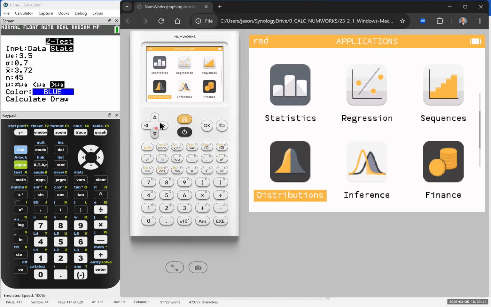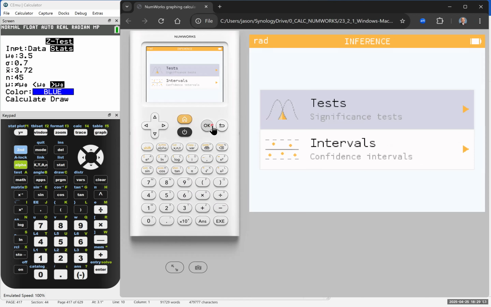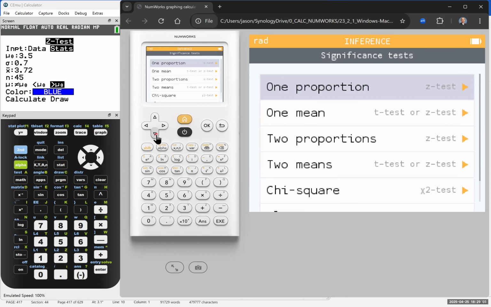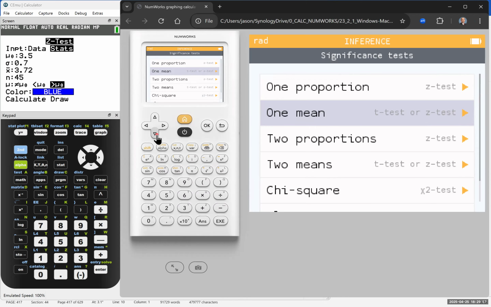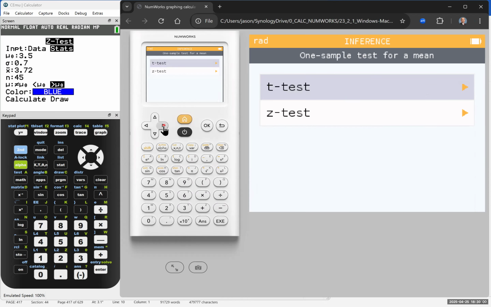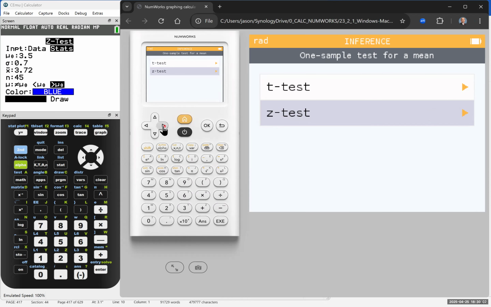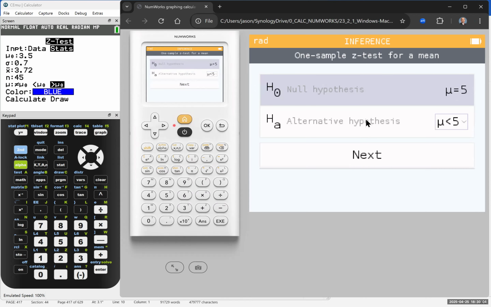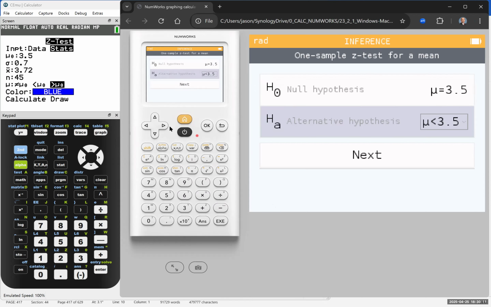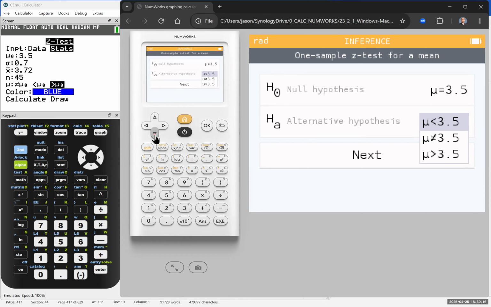We're going to go to the inference because we're doing inferential statistics. That's what a hypothesis test is. Okay, tests. We're doing a test on a single mean, and it's going to be a z-test because we're dealing with a normal distribution. The value here is 3.5, and our alternate hypothesis is greater than.